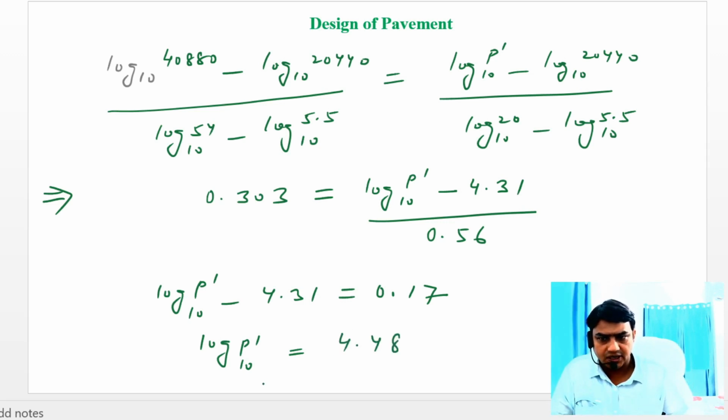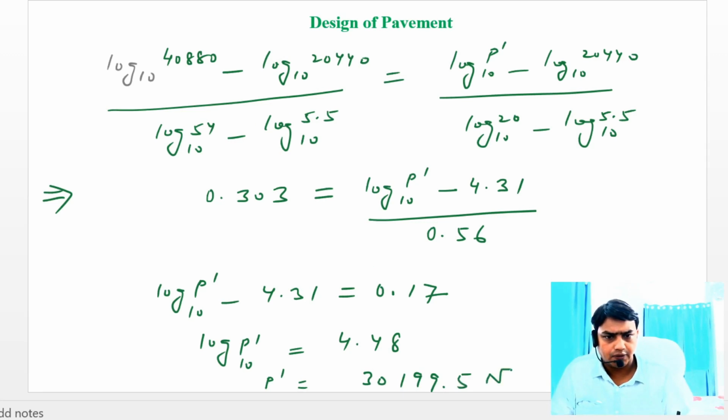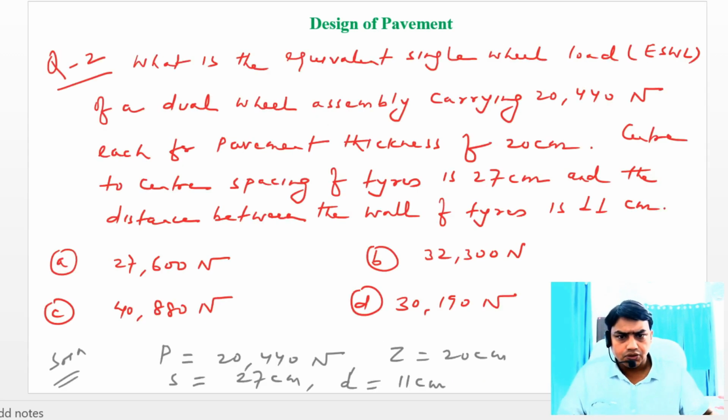So P dash can be written as 10 to the power 4.48, and it is coming 30199.5 Newton. So if I see the options, 30190, the approximate answer is D, 30199. So the approximate answer is D.